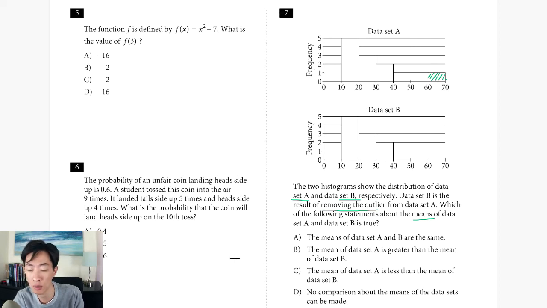So reading through this, the means of data set A and B are the same. Nope. The mean of data set A is greater than set B. Yes, that's exactly what we said because B went down. C, the mean of data set A is less than the mean of data set B. Nope, that's the opposite. No comparison about the means can be made. Not true. We do have enough information. So the answer is going to be B.